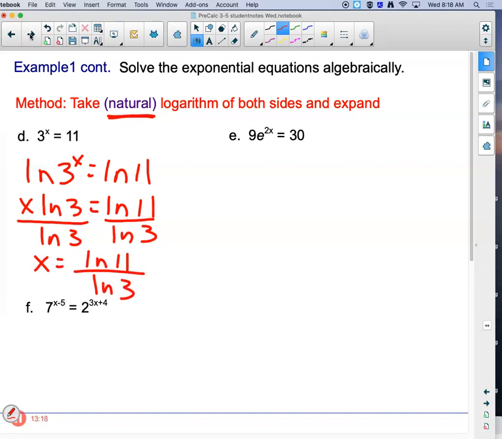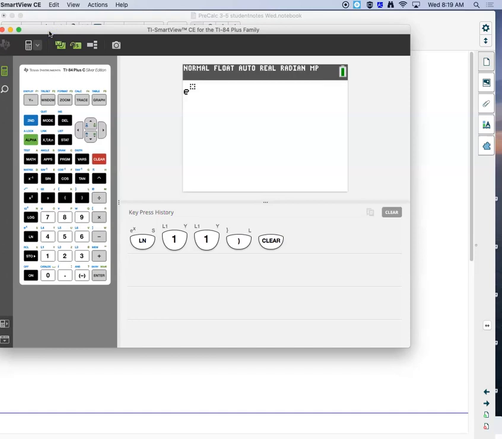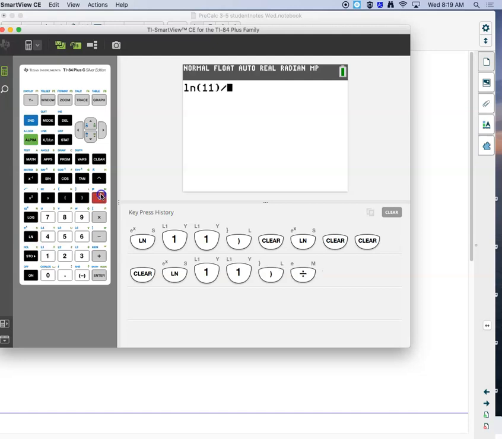And then we'd grab a calculator and figure out the natural log of 11 divided by the natural log of 3. Oops. Natural log of 11 divided by natural log of 3. So 2.183 to 3 decimal places.